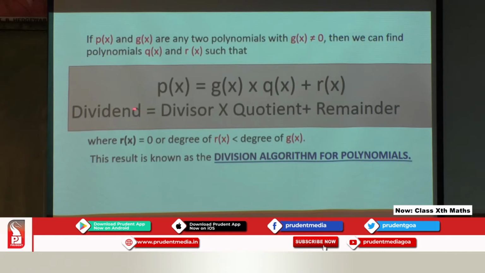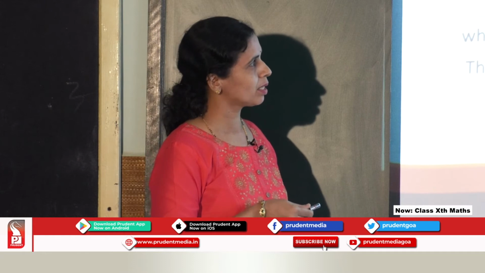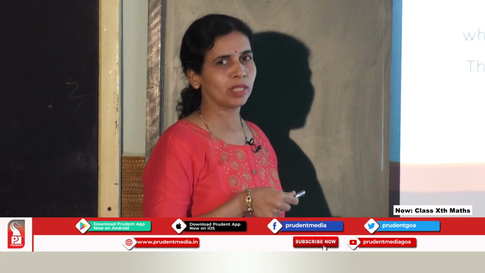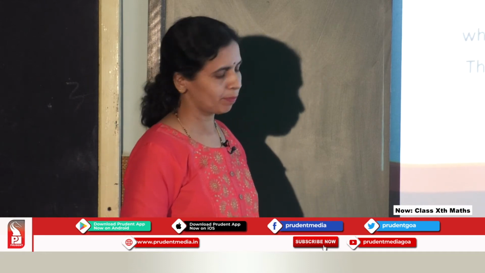That is, dividend is equal to divisor into quotient plus remainder, where r of x is equal to 0 or degree of r of x is less than degree of g of x. This result is known as division algorithm for polynomials. This is a very important formula, you should remember. Using this formula, now let us solve different types of problems.